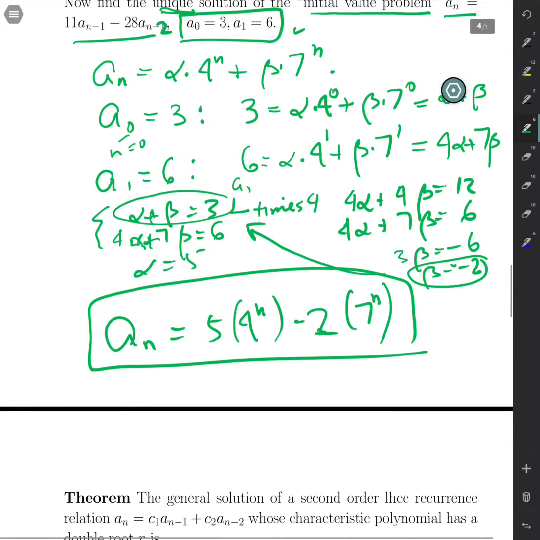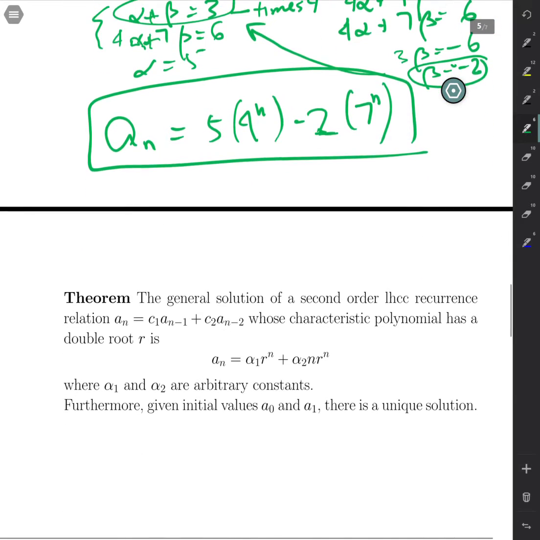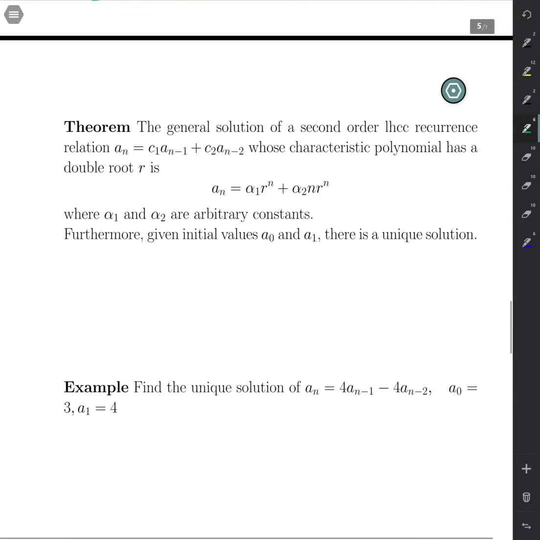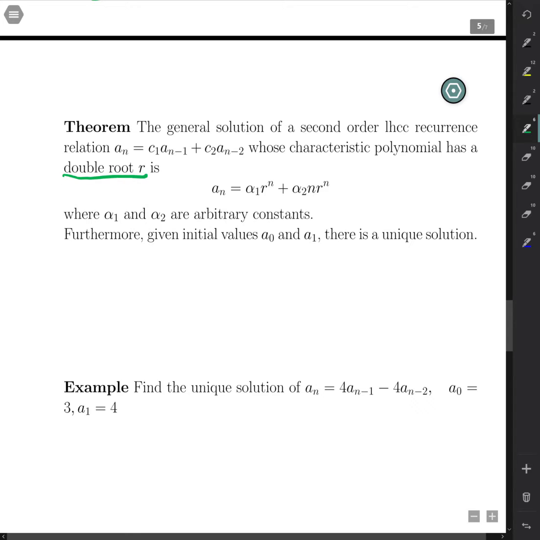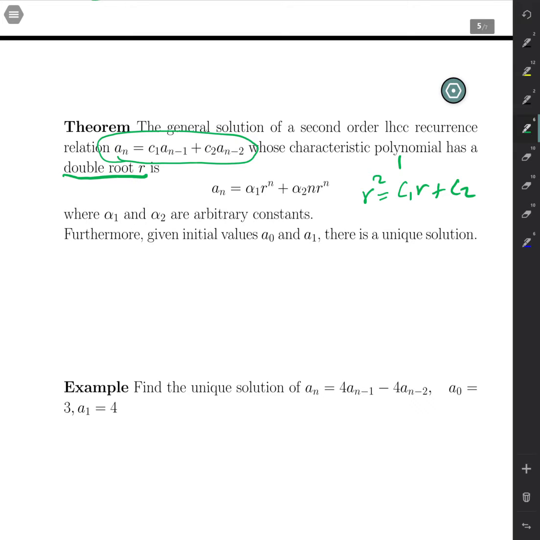Okay, so that's how that works out, and you'll be given some problems like that to practice on. The second theorem that I'm giving you here will take care of the case where we have a double root for the characteristic polynomial. Remember, the characteristic polynomial would be r squared equals c1 r plus c2, that we got by substituting r to the n as a potential solution in there, and found out that would work out.